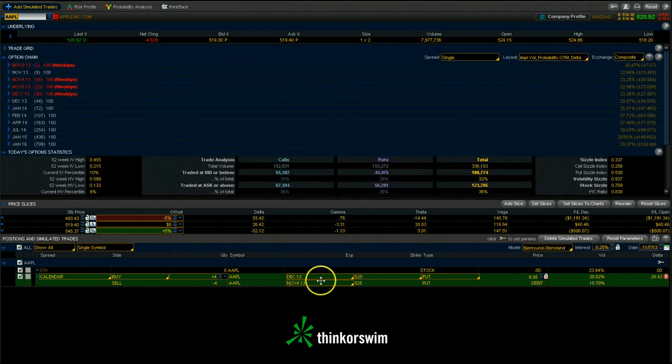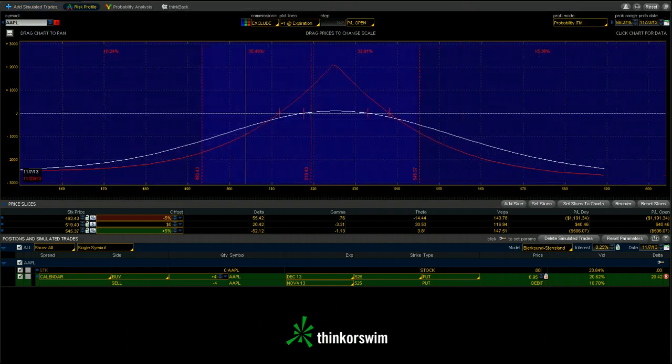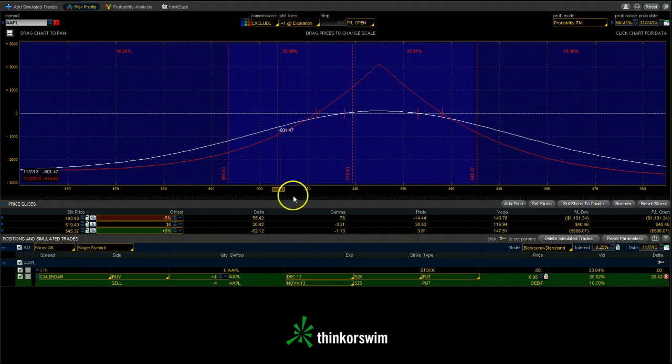I put on a November, December 525 put calendar, and I've done 4 contracts of that. It was $6.95 a piece. And as we take a look at the risk profile, because this is basically how I do it, I take a look at the risk profile. These positions were very recently put on, so I locked the price in that I paid for the debit.